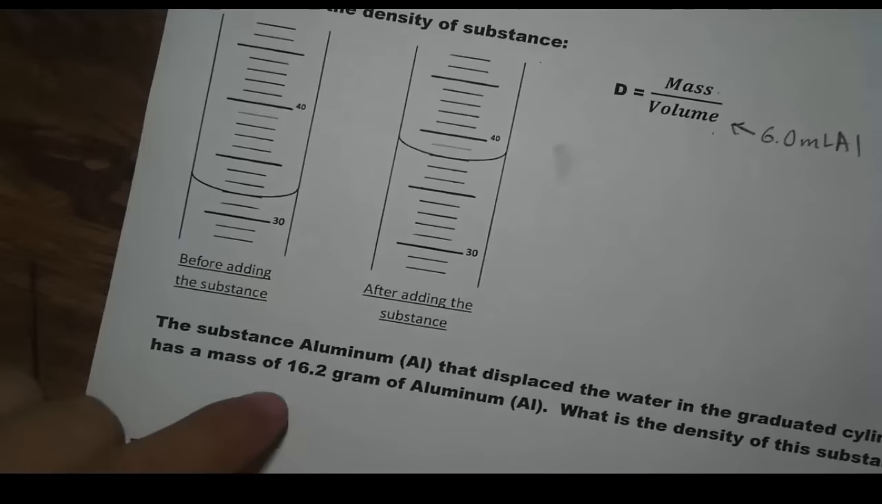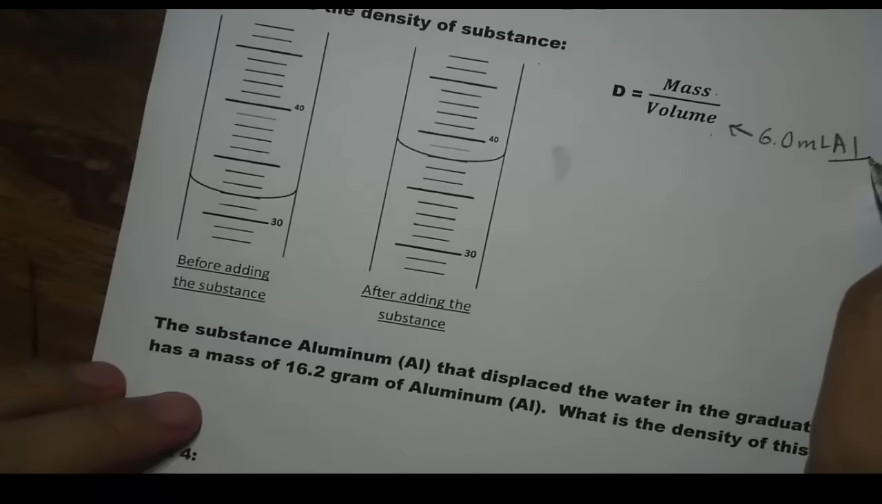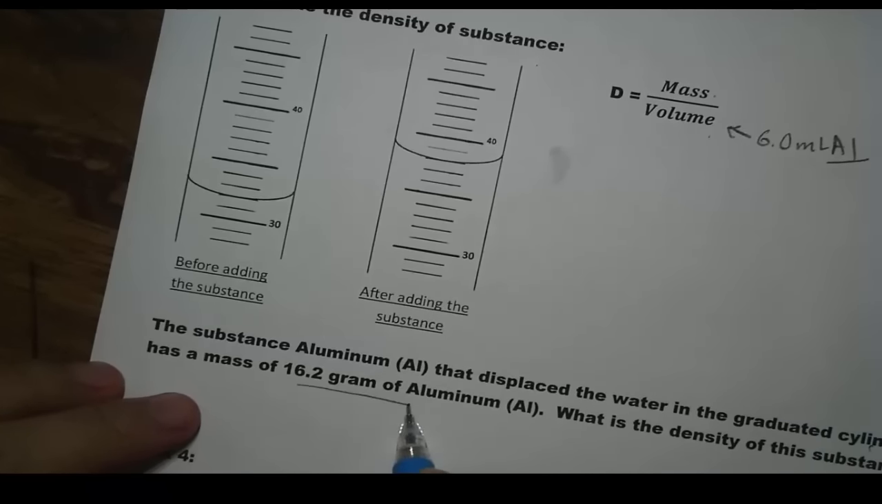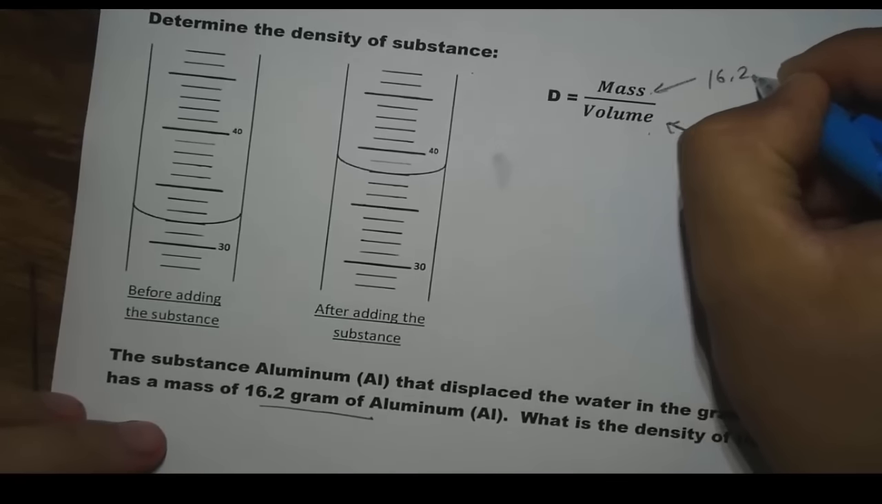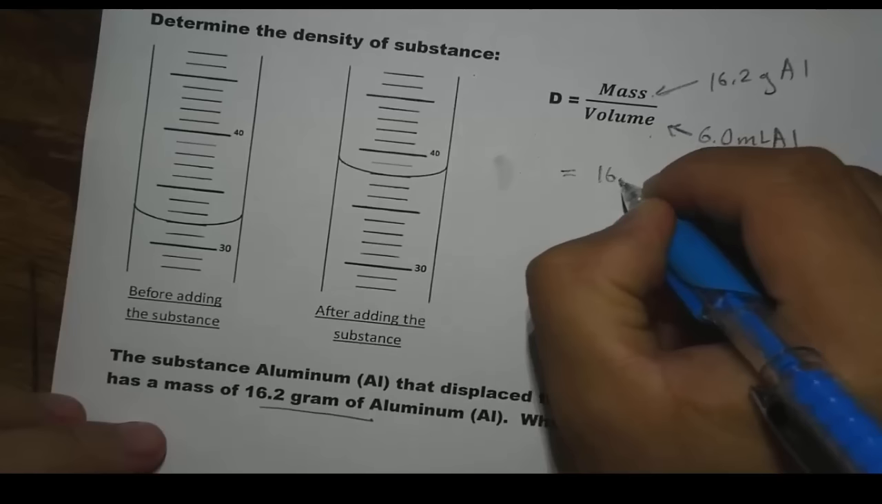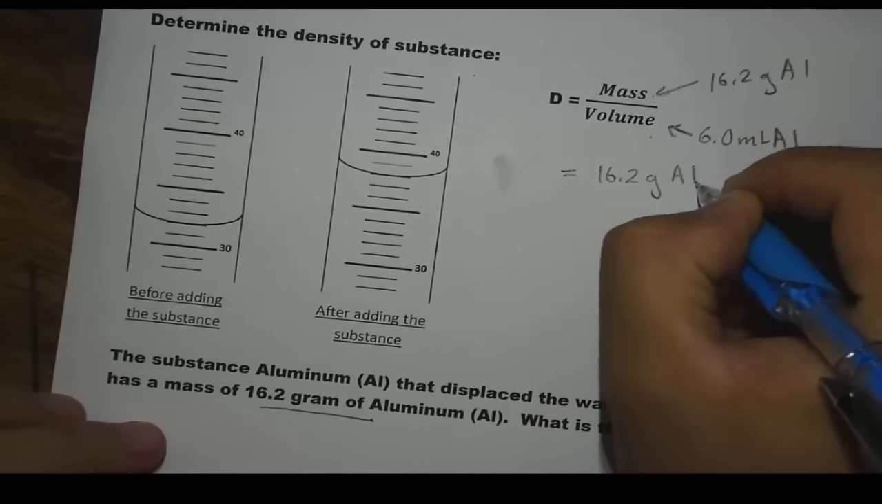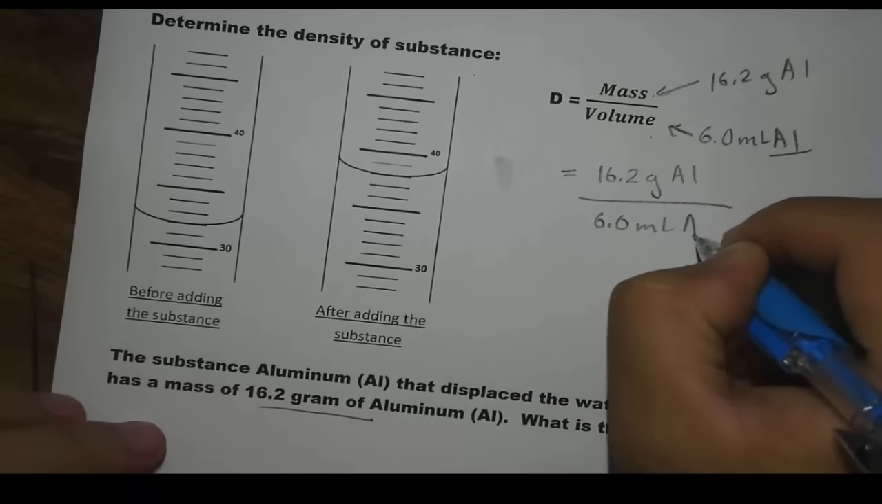Now let's go back to this. What is the mass of aluminum? Of course, we're finding the density of the same substance, aluminum. So we have to look for the mass of aluminum, which is given to us. In this case, the mass is 16.2 grams of aluminum. And all we have to do is plug this in. Divided by 6.0 ml aluminum.